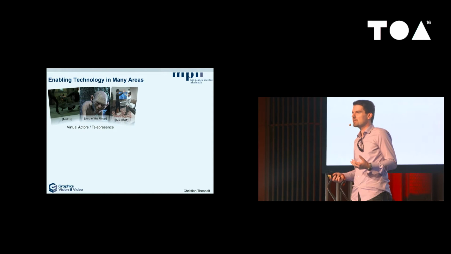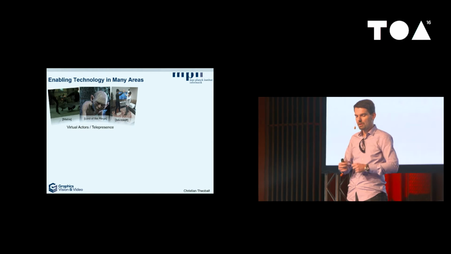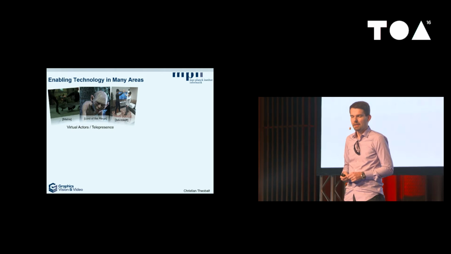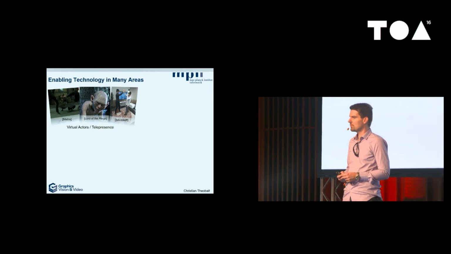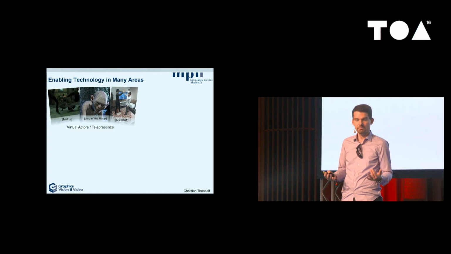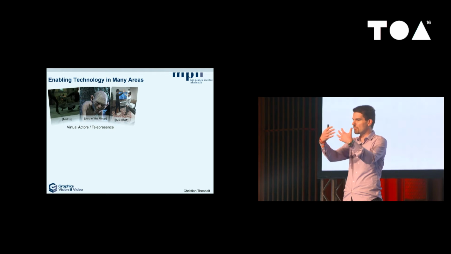So on one hand, this dynamic reconstruction technology can be an enabler in content creation, for instance, in visual effects like virtual avatars, virtual actors for movies or games or virtual reality. Also for telepresence, like 3D telepresence, where you want to create a 3D image of a moving person that is teleported somewhere else.